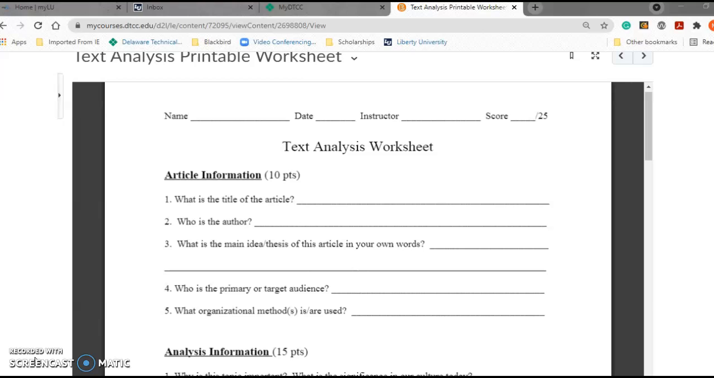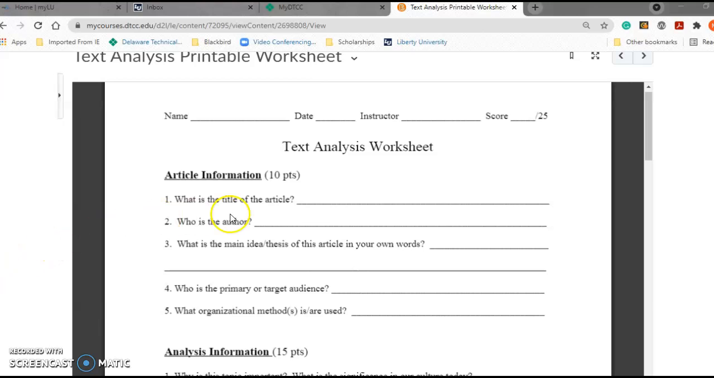We are going to use this video to go over the text analysis assignment. I'm going to be showing you the assignment from the printable worksheet, but again, the printable worksheet is only for your notes, and I need the quiz version for grading.